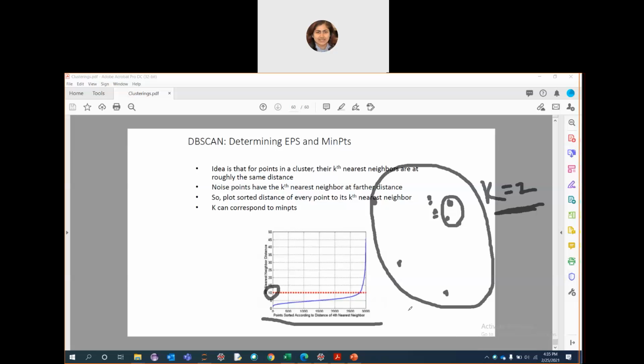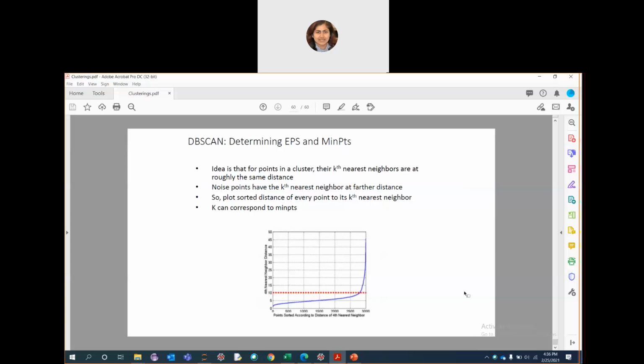This becomes your epsilon, but again you need to think about your minimum points as well. How to find that, it will be helpful if you go through the code to look at how we determine the epsilon and the min points. So this is the whole description of your DBSCAN. Just go through the chapter, the book, and see how DBSCAN works, and see the examples there.